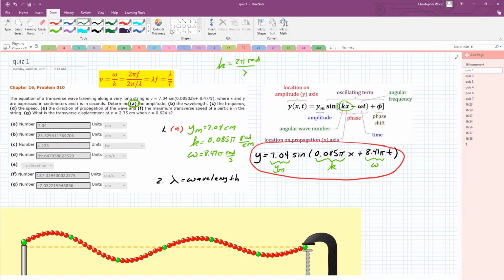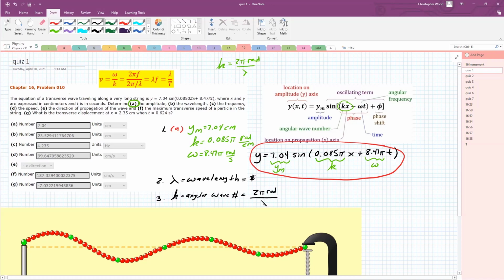So step number 3 here, wavelength. That's what we're after. So I'm going to lean on K, which is angular wave number. Just going to write it out a few times at the beginning. Angular wave number, which is the number of cycles per wavelength. Well, 2 pi radians is a complete cycle because it's a circle. Number of cycles per wavelength.